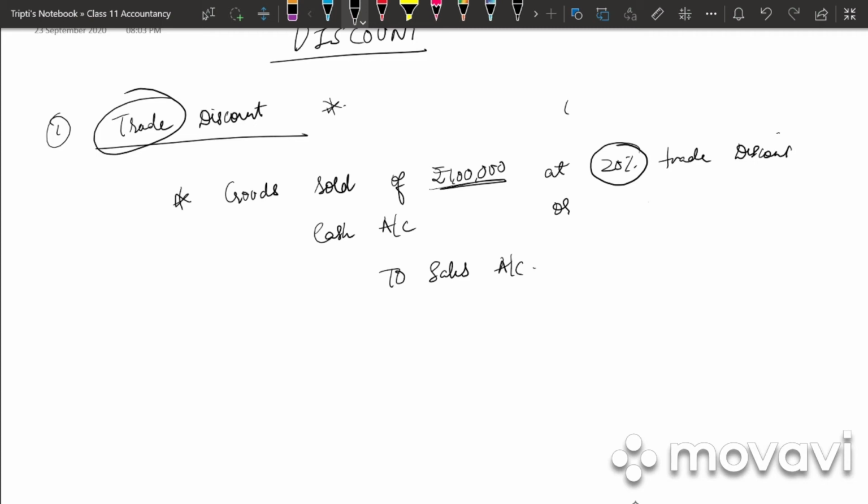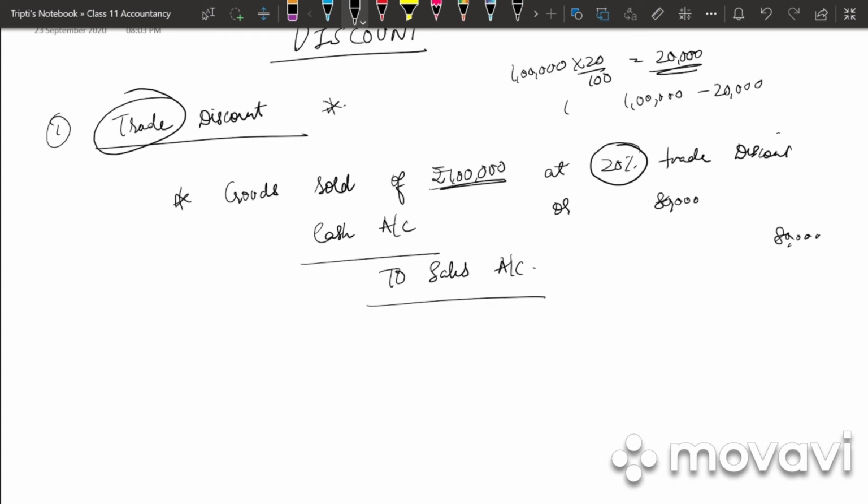हम अलग से discount नहीं डालेंगे. All we do is 1 lakh into 20 by 100. How much is it? 20,000. So it is 1 lakh minus 20,000. Directly we will be writing 80,000 debit, 80,000 credit. Clear? तो ट्रेड डिस्काउंट में सेपरेट एंट्री नहीं होगी, just you would be writing the amount directly.